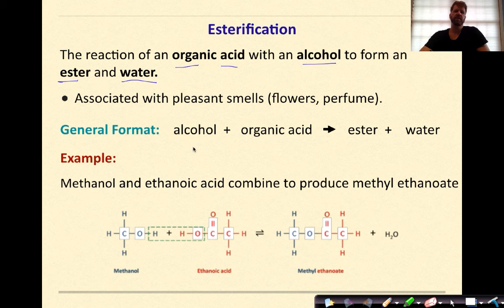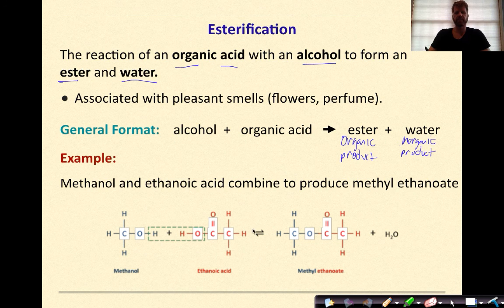The general format of esterification involves an alcohol reacting with an organic acid to produce an ester and water. It's worthwhile to commit this general format of an esterification reaction to memory. One thing to note is that the ester product contains carbon atoms. The water product does not. Thus, the ester product is known as an organic product, and the water is known as an inorganic product. That is to say, inorganic being not containing carbon atoms.